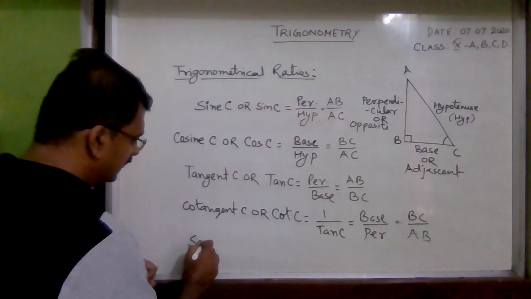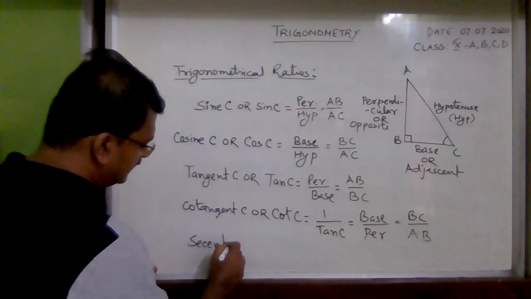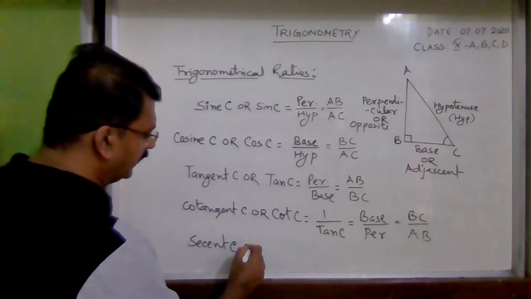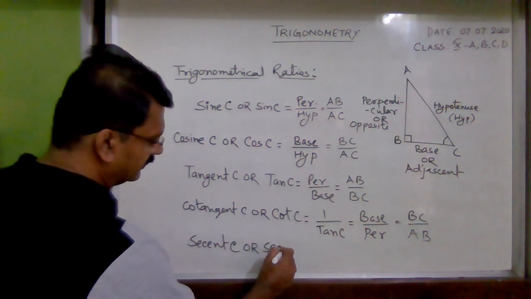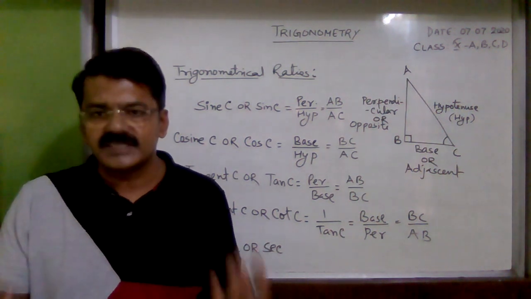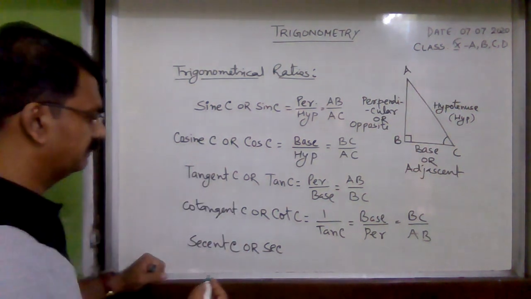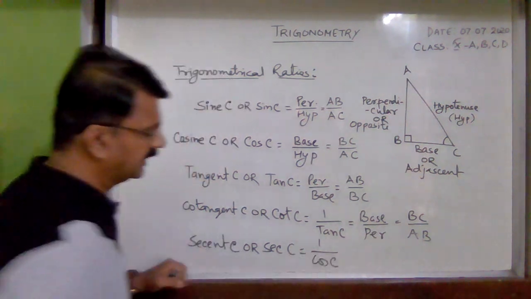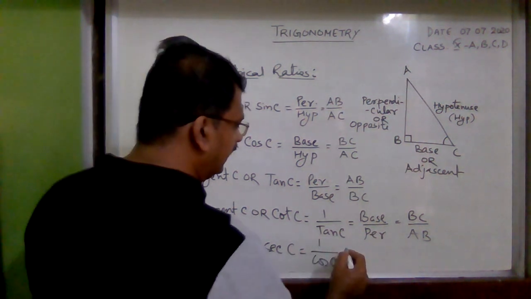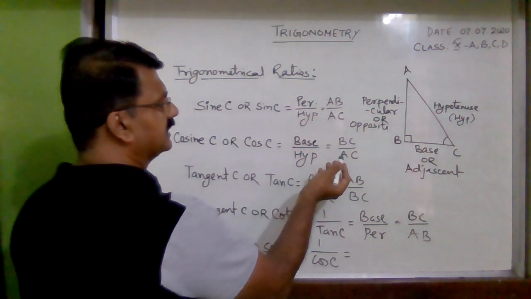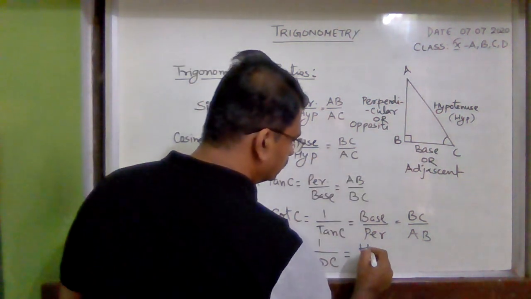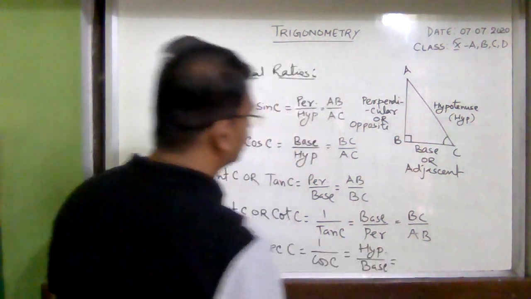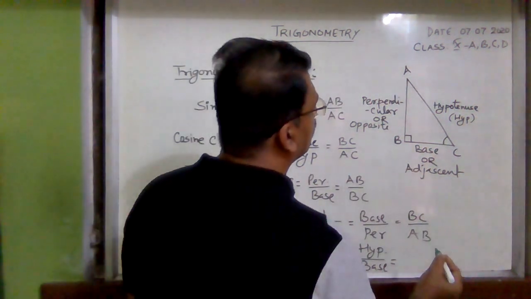Now the reciprocal of cosine is called the secant, or we call it sec. Sec C is equal to 1 upon cos C, and that will be, you can see, hypotenuse upon base, that means AC upon BC.